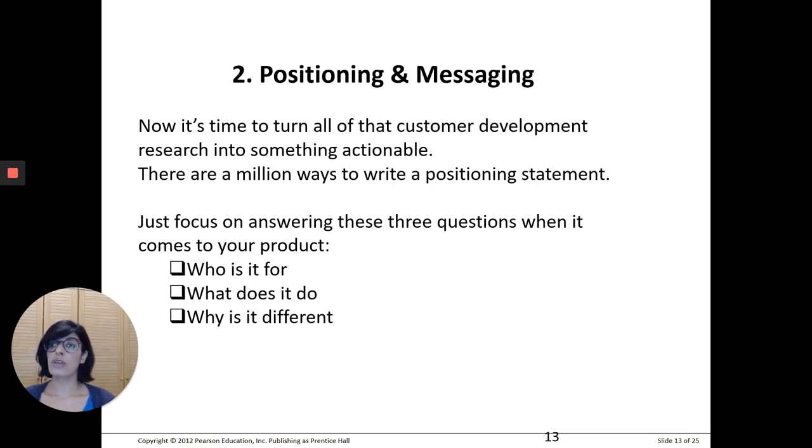The first is, who is your product for? So who's your market segment? The second question is, what does your product do? And the third question is, why is it different? So who is it for? What does it do? And why is it different? Your positioning statement has to answer these three questions.